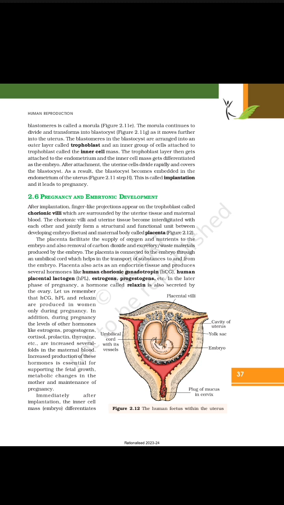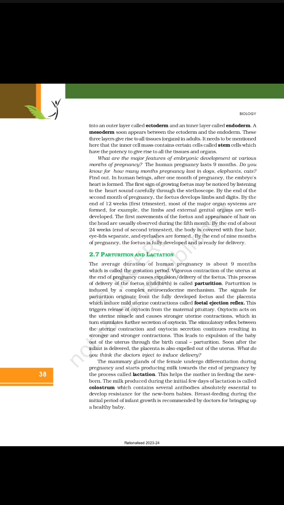In addition, during pregnancy, the levels of hormones like estrogen, progesterone, cortisol, prolactin, thyroxine, etc. are increased several folds in the maternal blood. Increased production of these hormones is essential for supporting the fetal growth, metabolic changes in the mother, and maintenance of the pregnancy. Immediately after implantation, the inner cell mass differentiates into an outer layer called ectoderm and an inner layer called endoderm. A mesoderm soon appears between the ectoderm and the endoderm. These three layers give rise to all tissues and organs in adults. It needs to be mentioned here that the inner cell mass contains certain cells called stem cells, which have the potency to give rise to all tissues and organs.